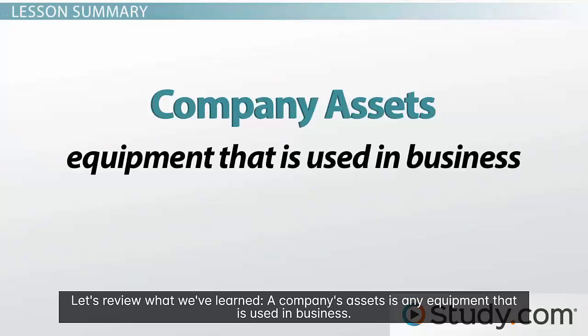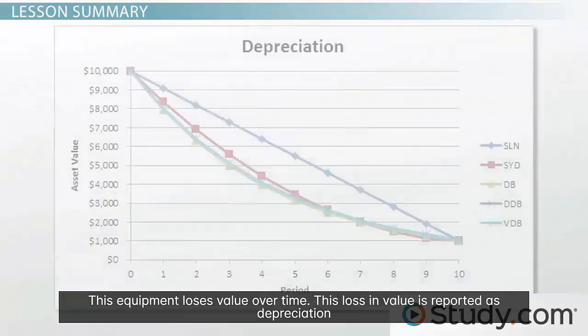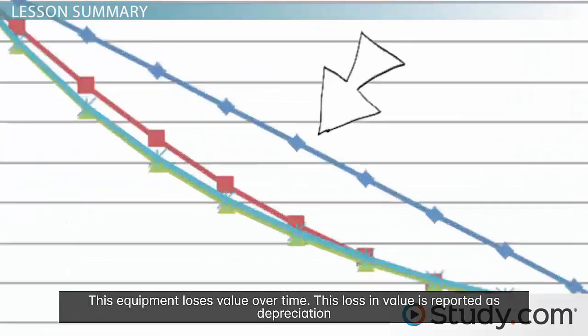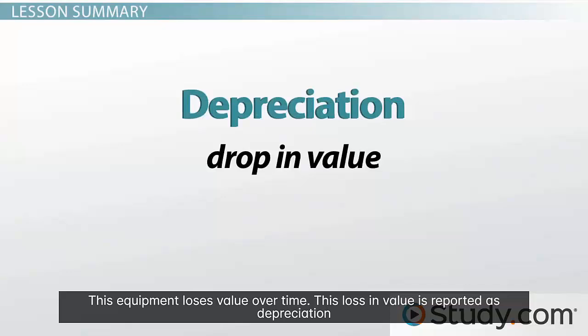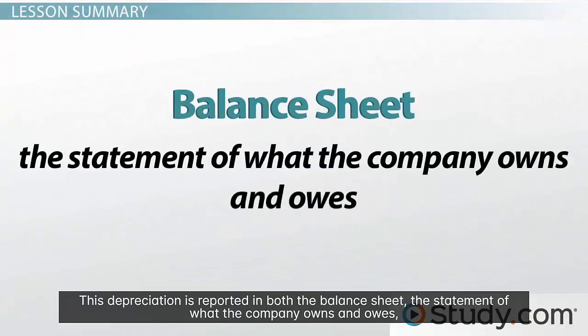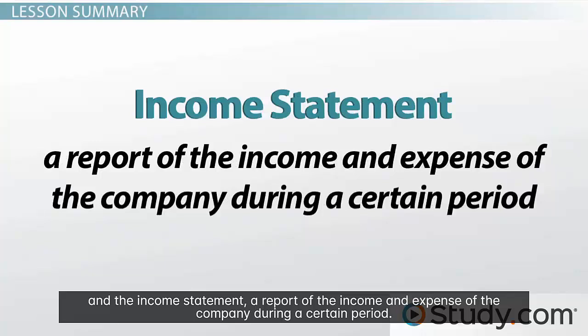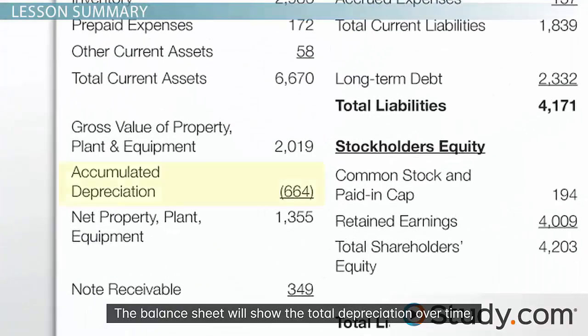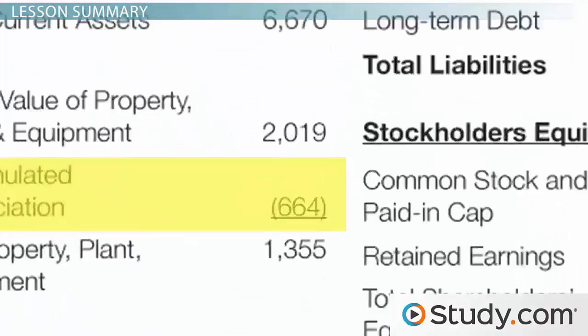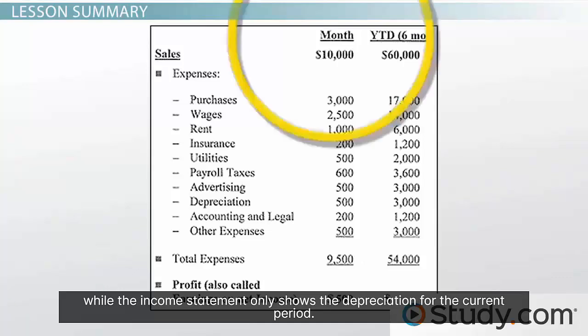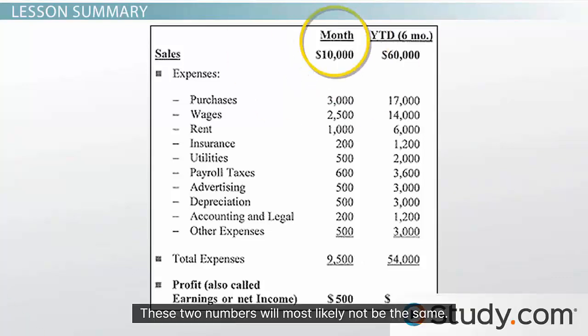Let's review what we've learned. A company's assets is any equipment that is used in business. This equipment loses value over time. This loss in value is reported as depreciation. This depreciation is reported in both the balance sheet, the statement of what the company owns and owes, and the income statement, a report of the income and expense of the company during a certain period. The balance sheet will show the total depreciation over time, while the income statement only shows the depreciation for the current period. These two numbers will most likely not be the same.